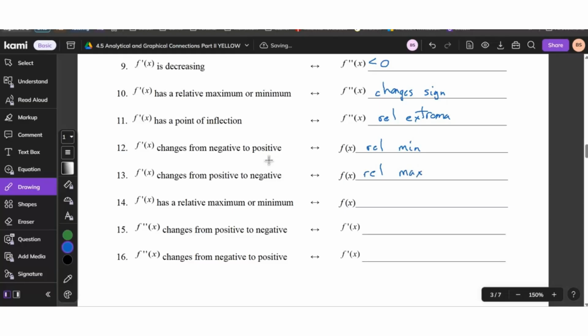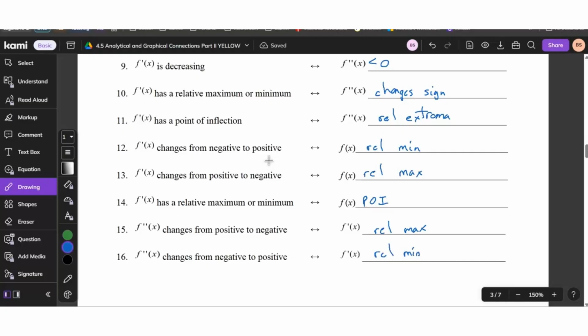If the first derivative has a relative max or min, then the original function, yes, point of inflection, right? Because that would mean the second derivative changes sign, which means that the original is a point of inflection. And if the second derivative goes from positive to negative, in other words, it's showing the original function as a point of inflection, then the first derivative has relative max. And if the second derivative goes from negative to positive, relative min.